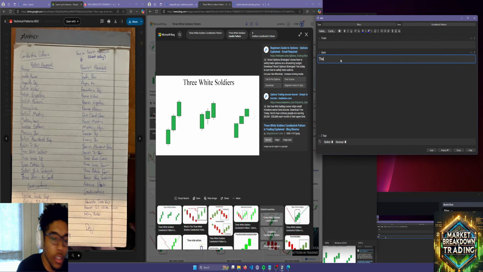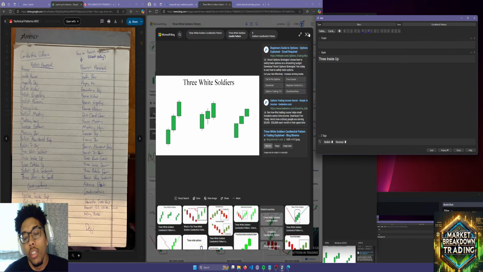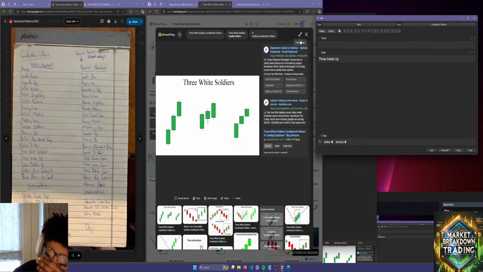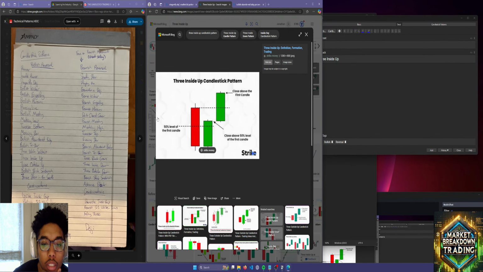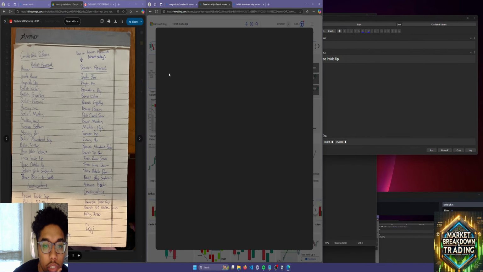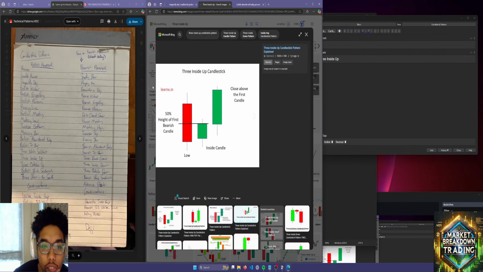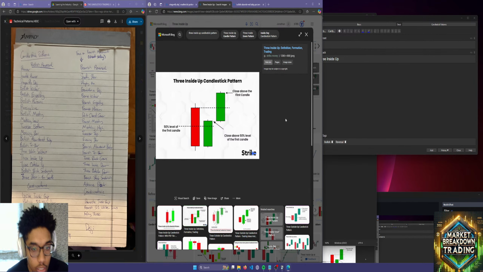We have three inside up. So I think this is where you have kind of like the same thing, but inside, between two bearish candles. Nope. It's completely off the mark. Completely 100% wrong. So close above 50% of the first candle, close above the first candle. Okay, I like this. I like this.